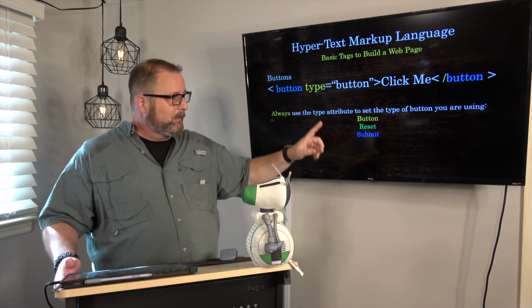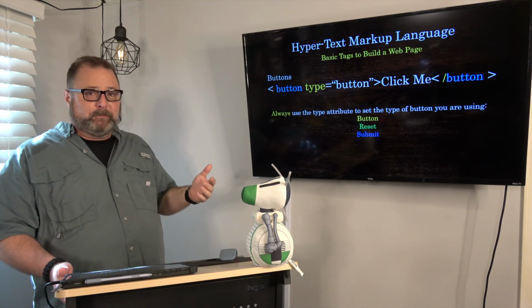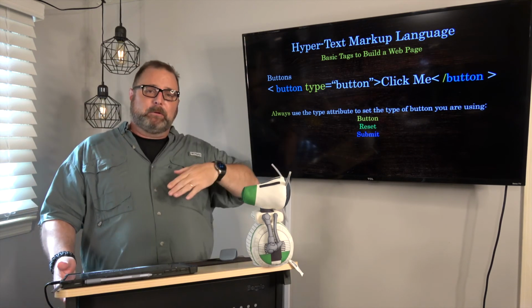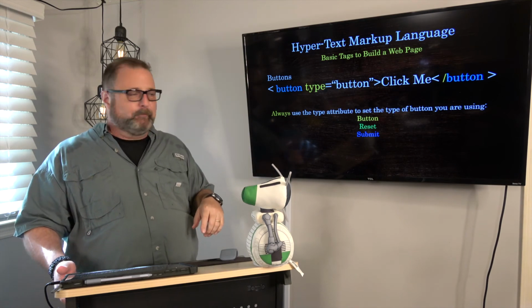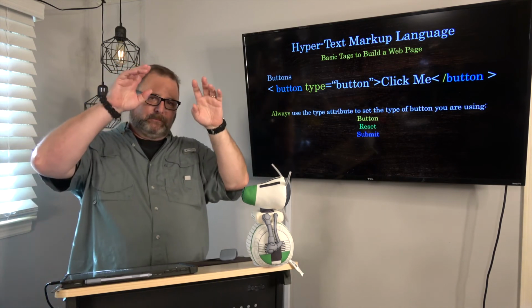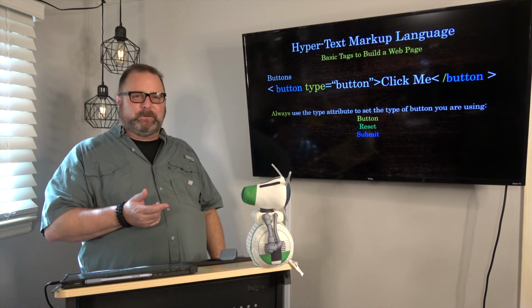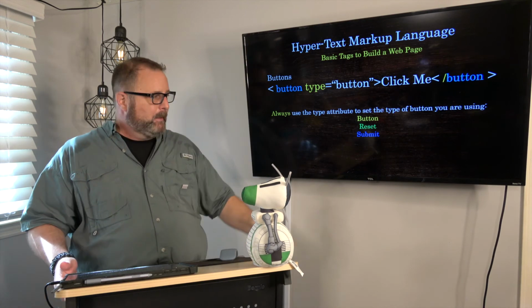A button means I'm going to give it a specific behavior, usually with scripting. Reset means I'm in a form and I want to erase everything that I just typed into all those inputs for my form. So if it's a contact us form and I type stuff in, I'm like, I kind of goofed that up, I want to start over. If there's a reset button, it'll wipe out the form.